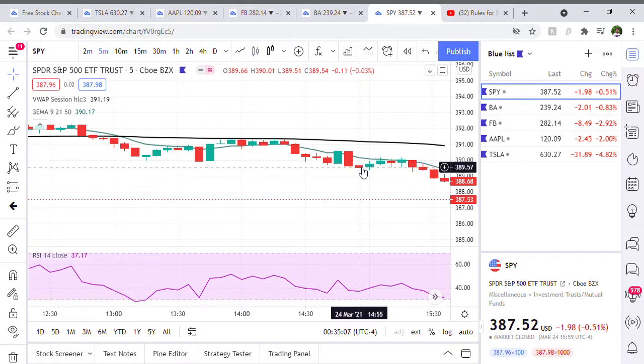I will look for a profit of approximately 30 to 40 cents on SPY. If you get that, you can make at least one third of your delta, whatever delta, as I explained in my previous video.